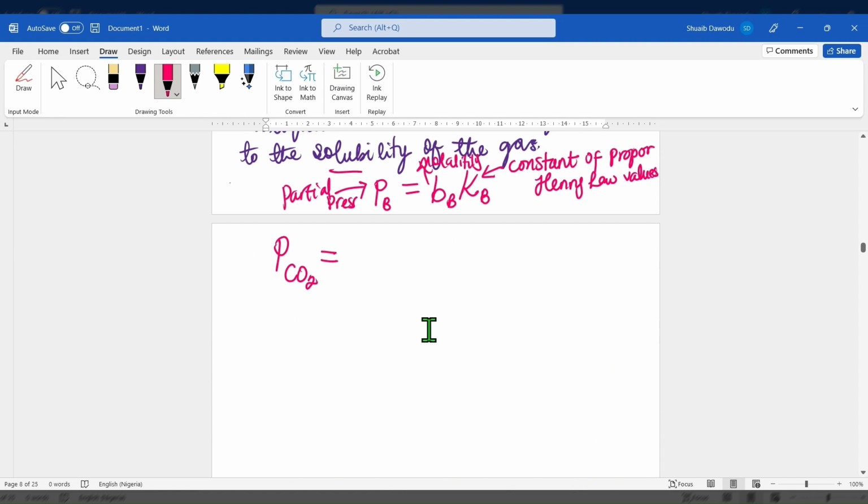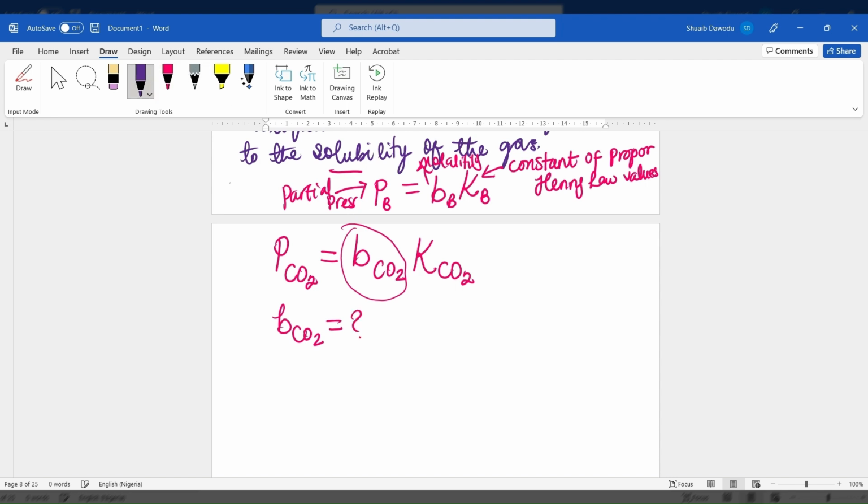So P sub CO2 is equal to the molality, b sub CO2, times K sub CO2. That's basically what you have. Now, the next thing you have to do is you already know that we're solving for b sub CO2. So b sub CO2 is really what we're asked to find. They've already given us P sub CO2. So we're doing the first question. P sub CO2 is 0.10 atmosphere. And then we have the K sub CO2 value. What is that?